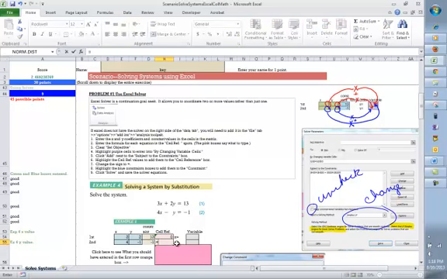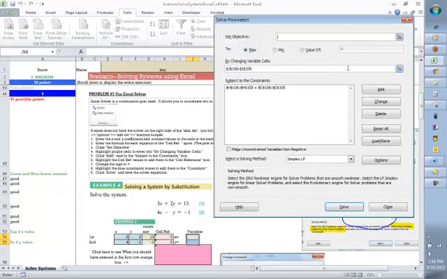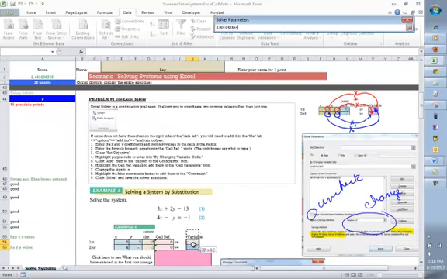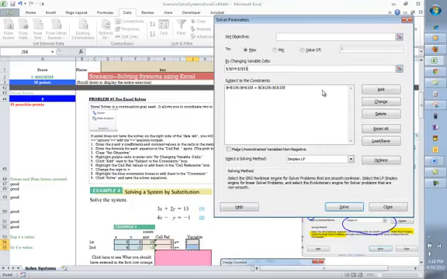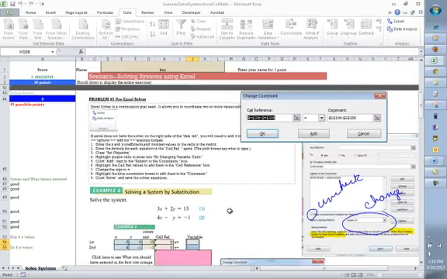Do the same thing for the second equation. The x coefficient cell times the x variable plus the y coefficient cell times the y variable. And once we get those two typed in, we're going to highlight the two variables, click on Solver, and we're going to set the constraints. Set the variables, the parameters, to be where our x variables are. And then we're going to make our matrices equal to each other.